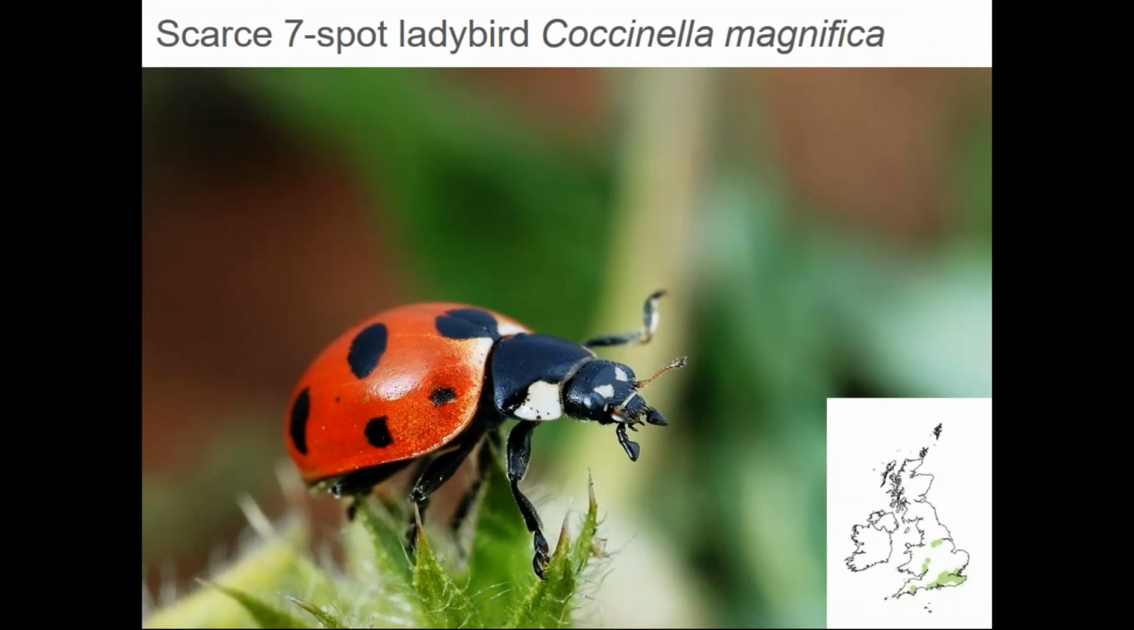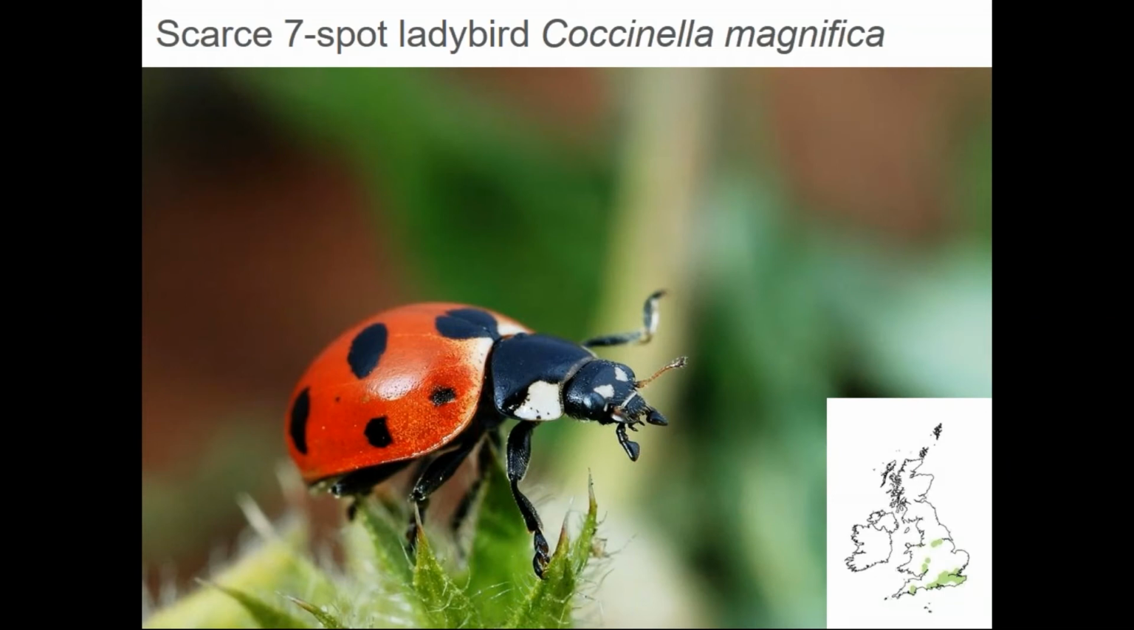The scarce 7-spot ladybird, Coccinella magnifica, is a real treat to see. Within the UK, it is really quite restricted in its distribution. It often is associated with wood ants. It's amazing to watch it in its habitat scurrying over pine trees, and I've had the pleasure of seeing it quite a number of times on the Dorset Heaths, but also on the Surrey Heaths as well.